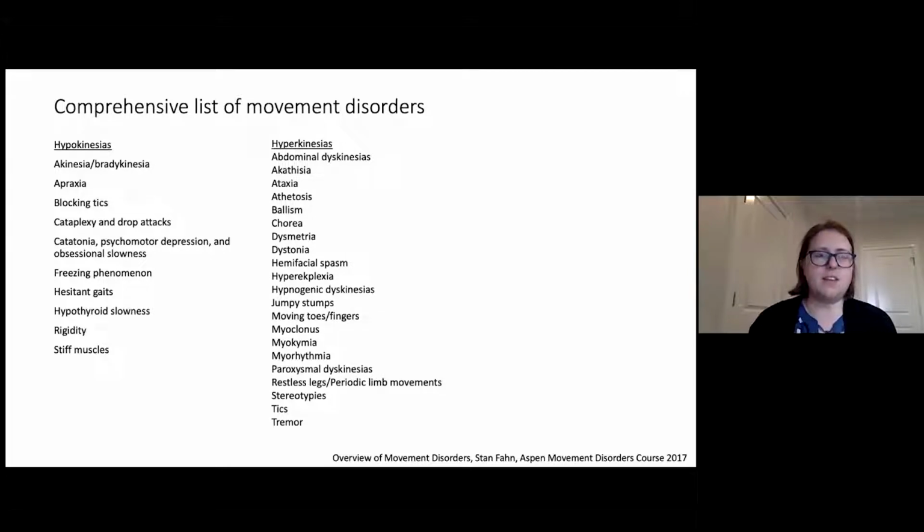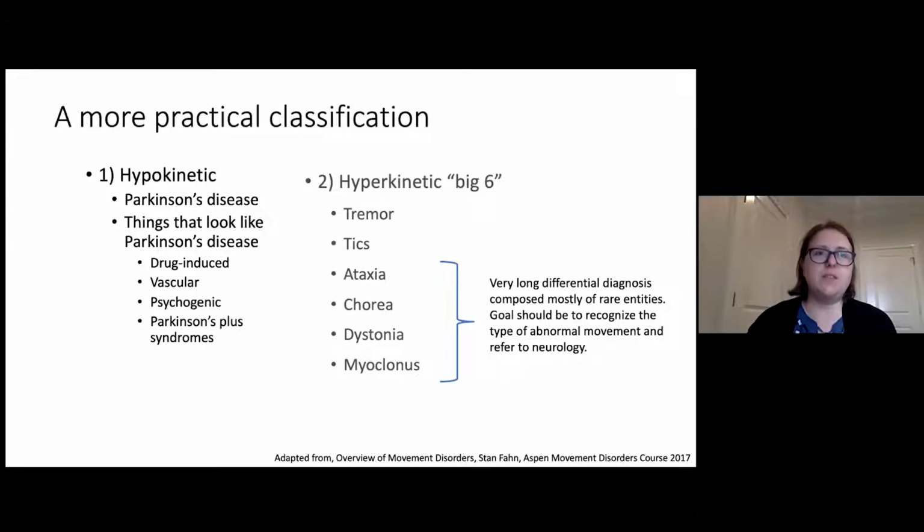If you look at a comprehensive list of movement disorders, the list is long and intimidating, and in my opinion, not actually very helpful as an approach to the field. So instead, I'm going to give you a more practical classification, which is how I think about movement disorders. On the hypokinetic side, basically you have Parkinson's disease and then a whole lot of other things that look like Parkinson's disease, either because they are secondary Parkinsonism or they are the Parkinson's plus or atypical Parkinson's syndromes.